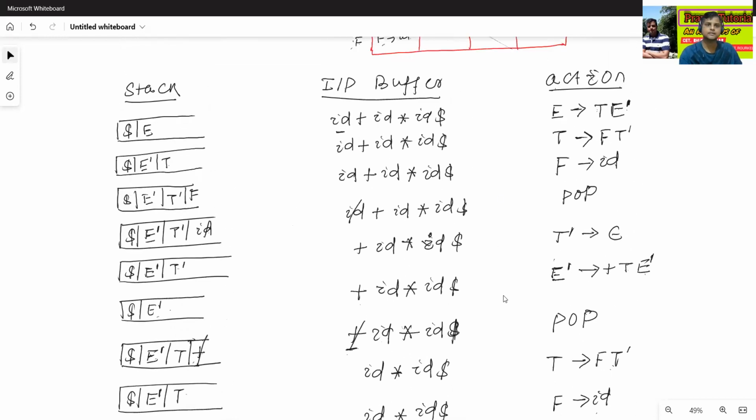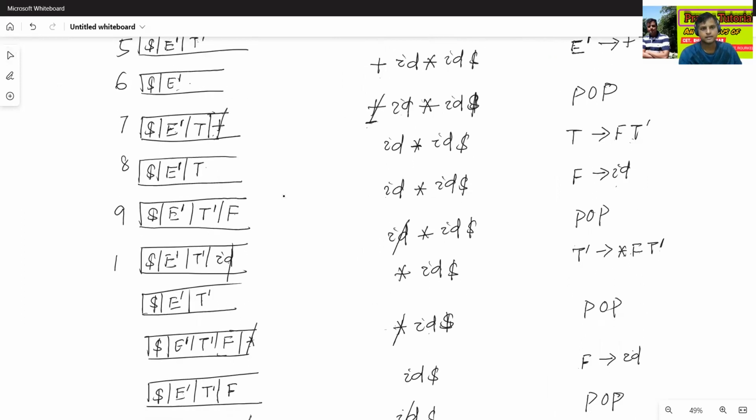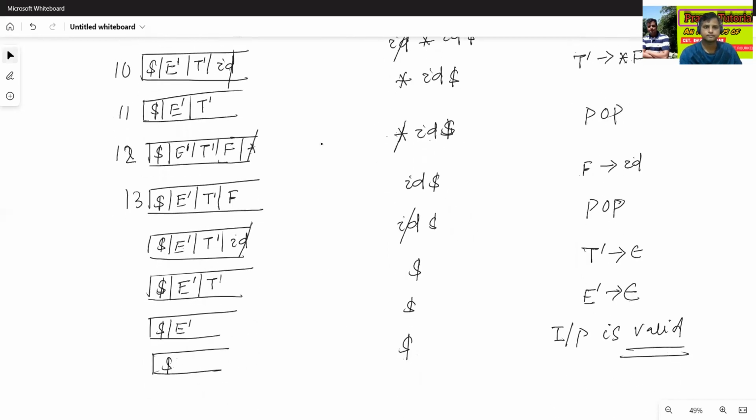Okay. So now we'll see the total number of actions. 1, 2, 3, 4, 5, 6, 7, 8, 9, 10, 11, 12, 13, 14, 15, 16, 17. So the total number of actions is 17.